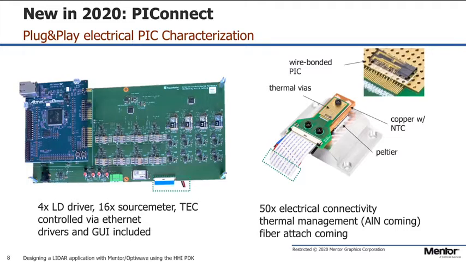So this main board that you see on the left-hand side integrates a number of laser drivers, 16 source meters, the temperature controller, and so on, which can be controlled rather trivially with the graphical user interface and the supply drivers. And we can assemble this with a ribbon cable together with your optical chip. We wire bond it, and so once you have a chip, you can start doing a test right away.